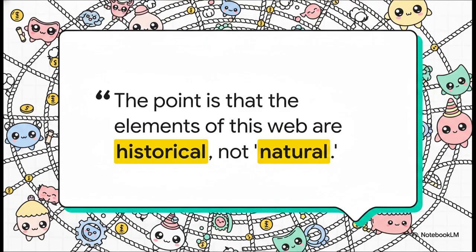And Zinn has this great metaphor for it. He calls it an elaborate web. And the point he's making is that this web didn't just magically appear. Every single thread, every law, every social custom, every brutal punishment was intentionally woven by people at a specific point in history for a specific purpose. It was all by design.